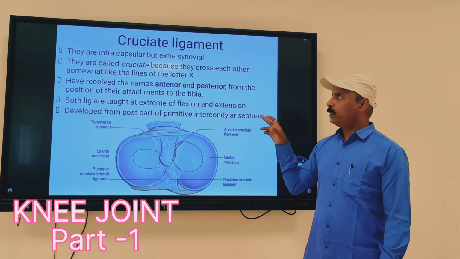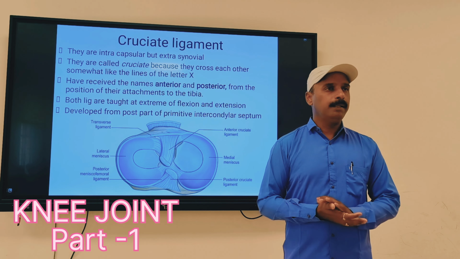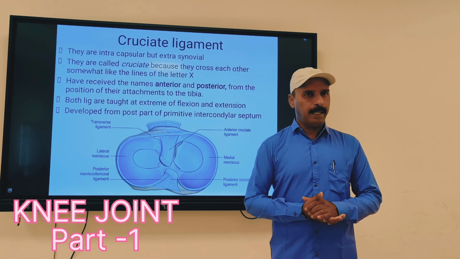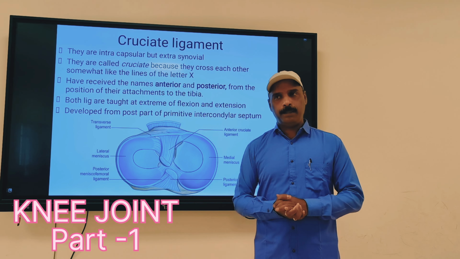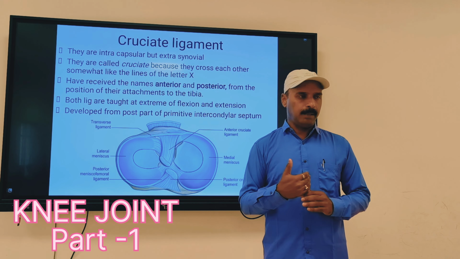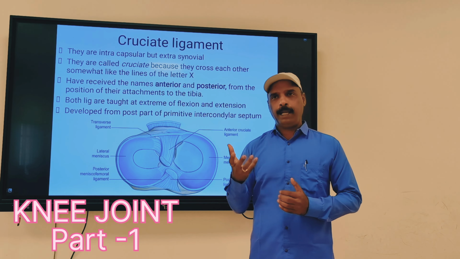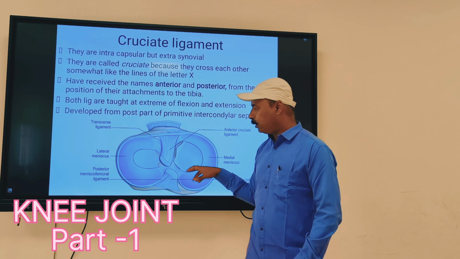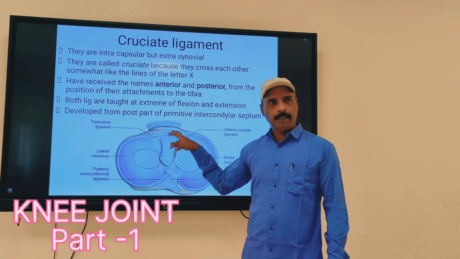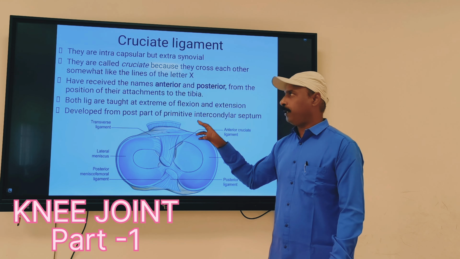Next comes the cruciate ligament. You have come across the attachment to the intercondylar area of the tibia, the superior surface of the tibia. So we have the anterior cruciate ligament and the posterior cruciate ligament. When you study the tibia, recollect that in the tibia we have come across the superior surface or the intercondylar area, where we get the anterior cruciate ligament and posterior cruciate ligament attachment.